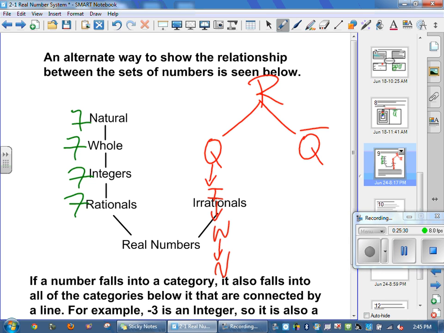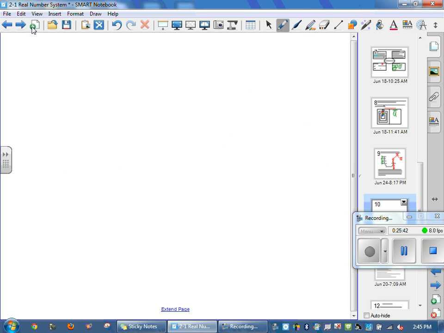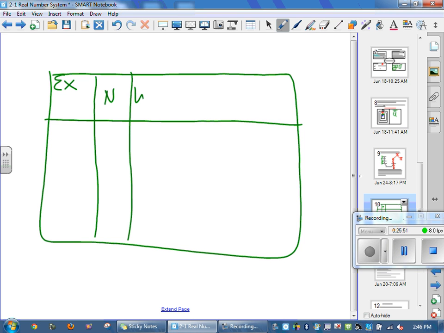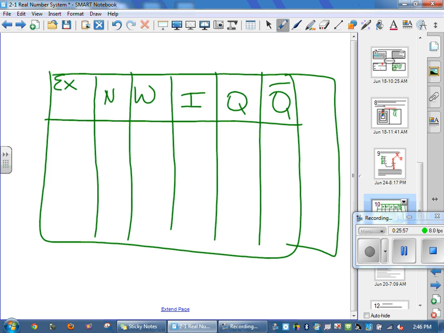Because we often see a chart, and sometimes we see a chart that looks like this. It's going to have our example, and then it's going to have natural, whole, integer, rational, irrational, and it'll also have one at the back for real. So if I have the example 7, 7 would go into everything except the irrationals. Pi would be irrational and real. Because they all fit into that grand category. They all still fit into this big box. So they're part of the same system, but they don't go together.